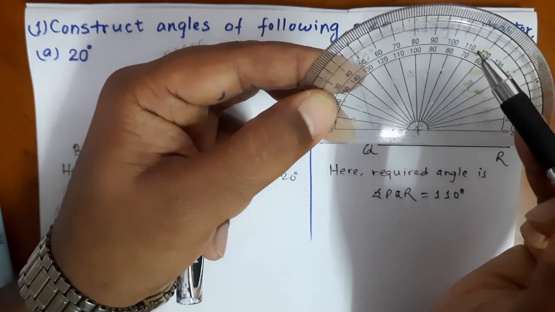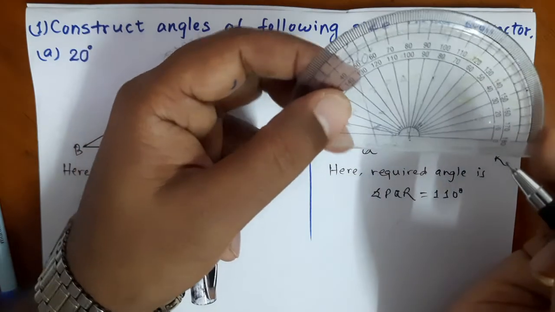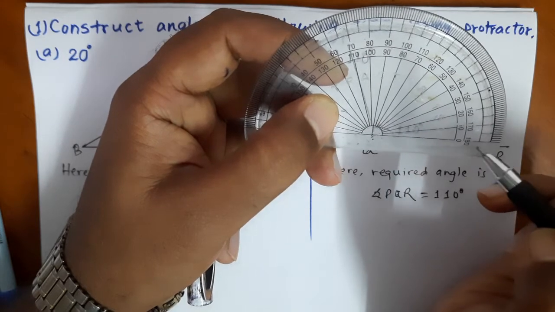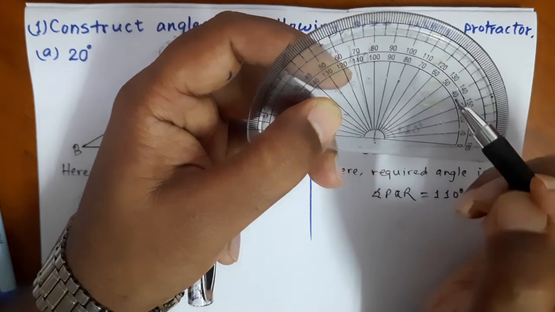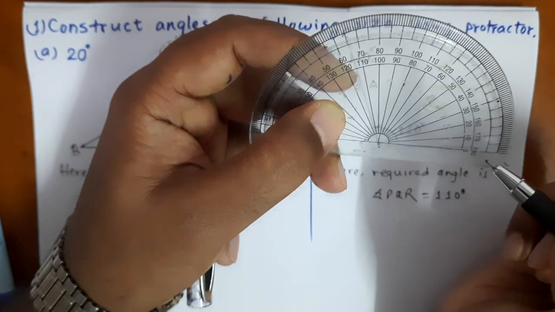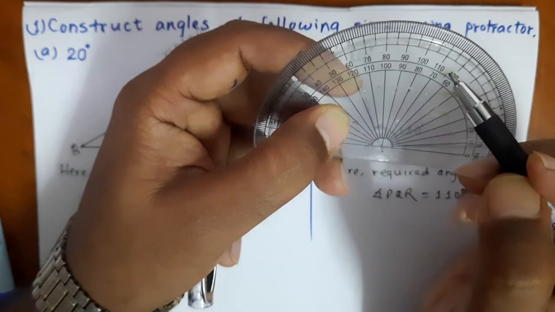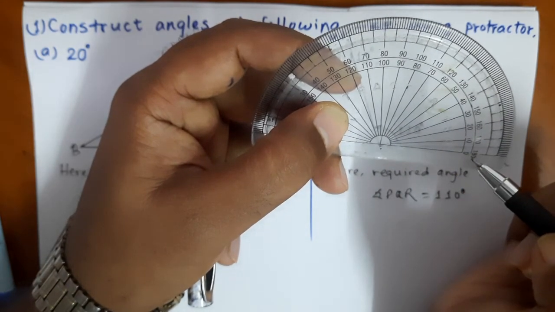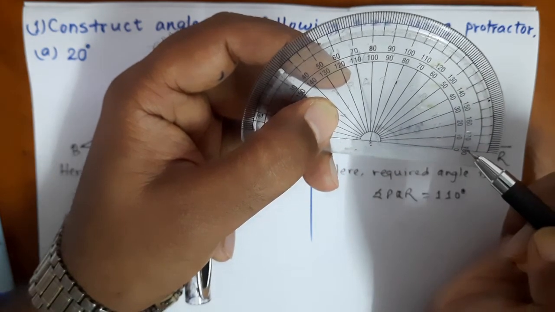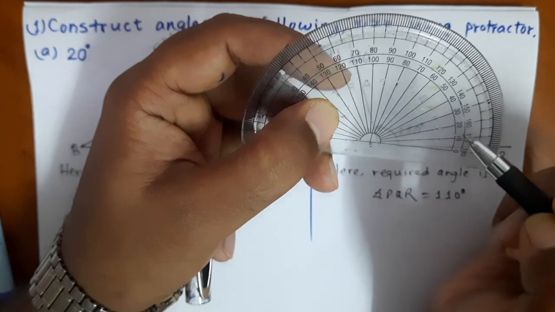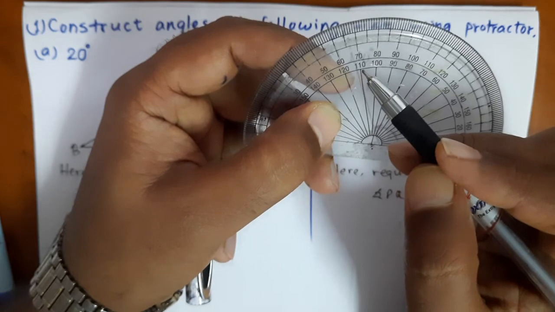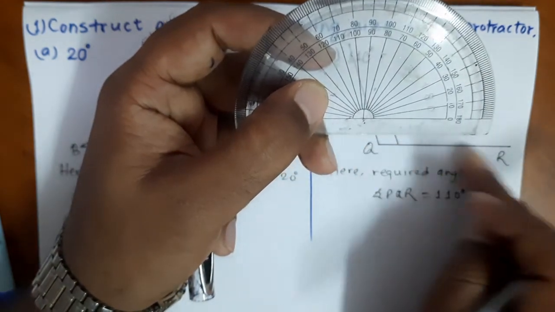Don't be confused, because if you start from 0 and keep on counting, then you will not be confused: 0, 10, 20, 30, 40, 50, 60, 70. This is 70. This is not 110. If you start counting from 180, then only you will be confused. So if you start from 0 degrees, then you are always safe. You will not make any mistake. 0, 10, 20, 30, 40, 50, 60, 70, 80, 90, 100, 110 will always be here if you start to draw in this way.